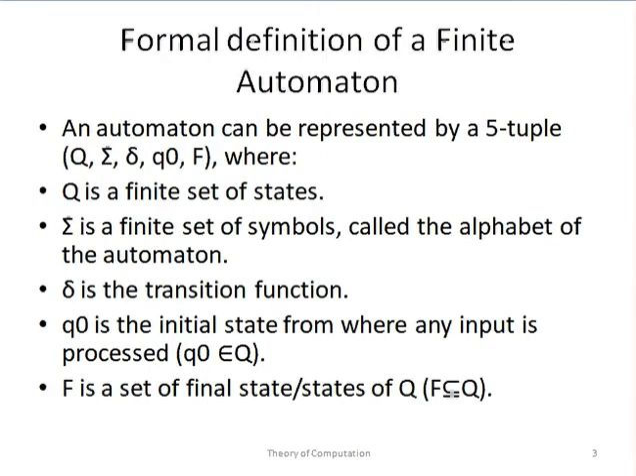Coming to the formal definition of a finite automata, an automata can be represented by a 5-tuple, that is Q, sigma, delta, Q naught, and F, where Q denotes a finite set of states. Sigma is a finite set of symbols. Delta is the transition function. And Q naught denotes the initial state from where any input is processed. And finally, the symbol F is a set of final states of Q. Here, in final state, we can have more than one state also.